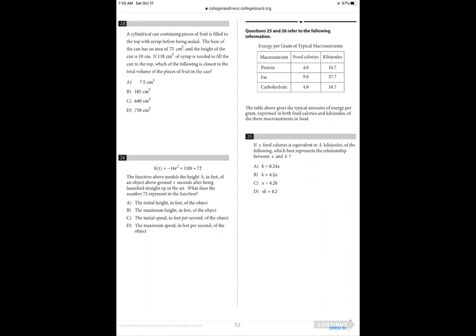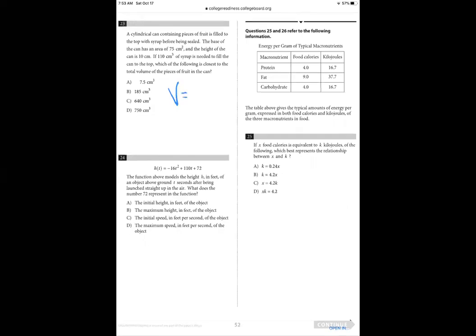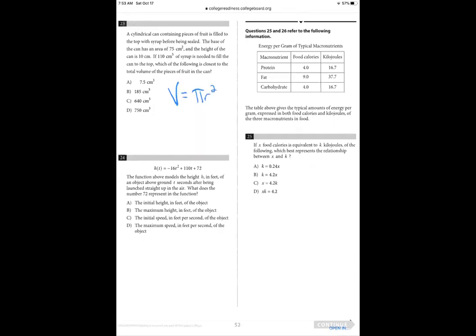So for number 23, you will want to use the formula for the volume of a cylinder, which is pi r squared times height. And that is actually one of the formulas provided on the formula page. Another hint would be to draw yourself a picture to go along with this. So my lovely artwork. If you label that, it will probably help you understand the problem.